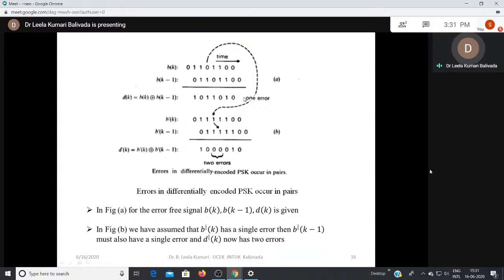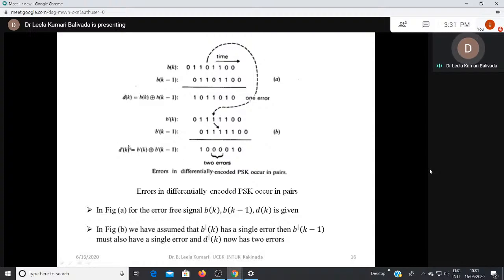So this is the output for the error-free signal, when B of k minus 1 and B of k have no errors. Suppose let us assume that there was an error in the fourth location. Then if there was an error in the fourth location, instead of 0, here it is 1. Therefore, that reflects an error in the B of k minus 1.